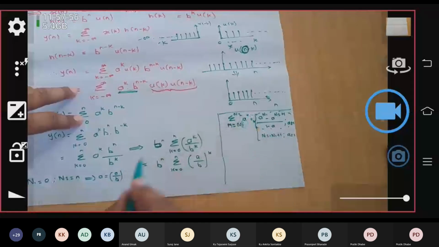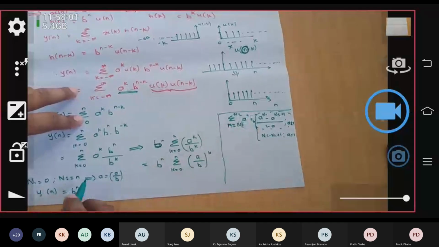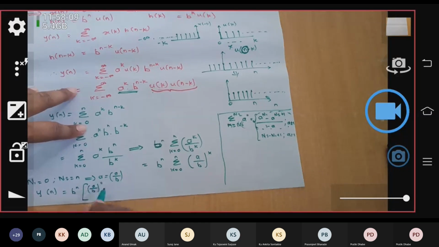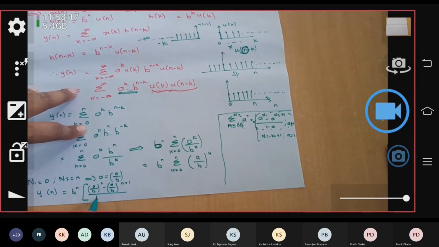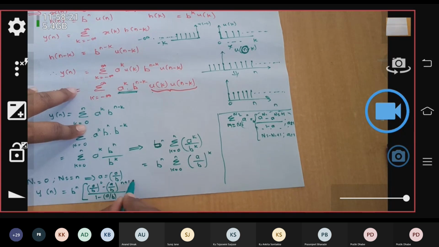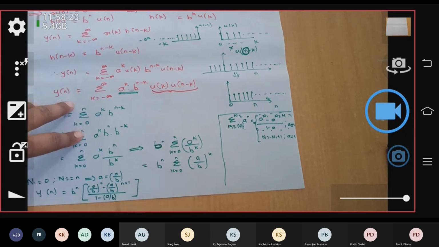You get y of n equals b raised to n as it is outside, and the output of this summation is, what is it? A raised to n1. So what is it? (a by b) raised to 0 minus (a by b) raised to n plus 1, upon 1 minus a. What is a? A in this case is a by b. This is what you get here.